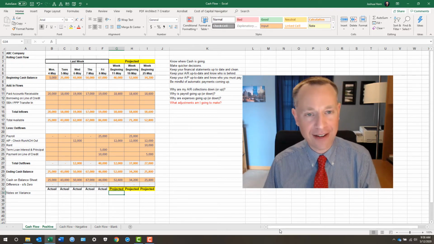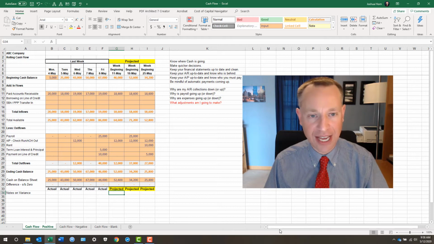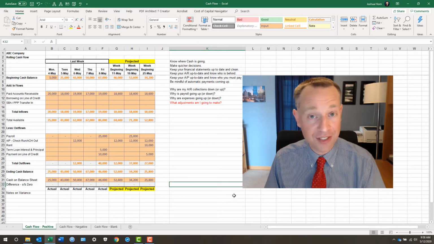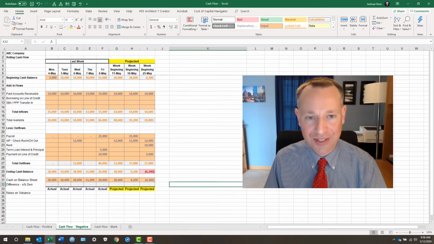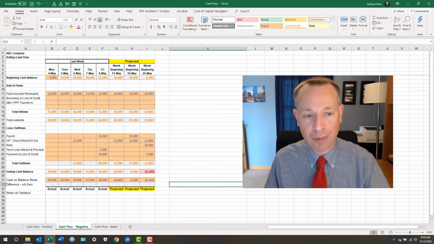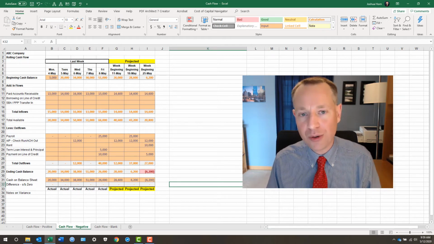So notice that ABC company here in this tab is cash flow positive. And I've built some formatting into this sheet to give you a heads up in the event that this goes negative. This ABC company, or a different company, they've got trouble ahead. And notice that in the week beginning May 25th, they've gone negative. So what you want to do is plan before you get there.